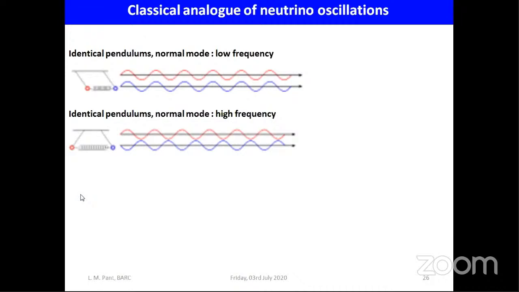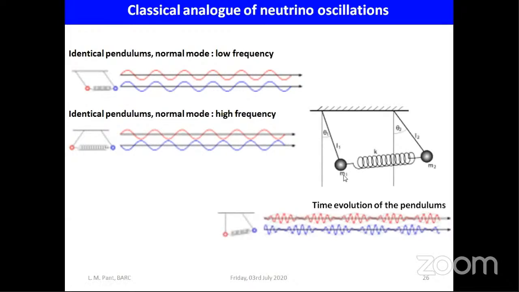If we have identical pendulums, as we see in the top figure, and they have the normal mode, then that generates the low frequency. But these two identical pendulums can also oscillate in different directions, and then it's a higher frequency. These pendulums have the same mass, same length, everything similar. What happens when you have two pendulums of different masses, M1 and M2? The lengths are also different, L1 and L2, which result in a different θ1 and θ2. Then they tracked the time evolution of the pendulum.